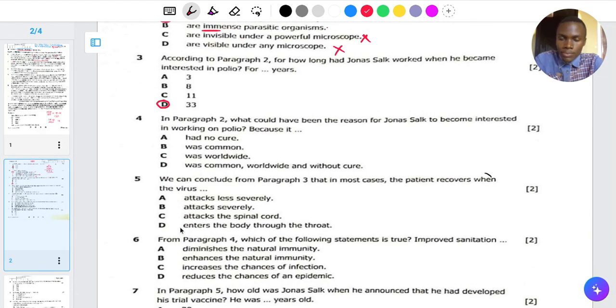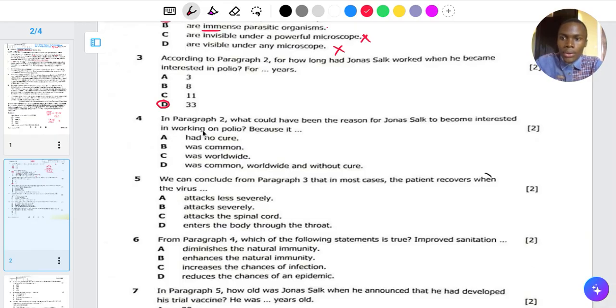Then for question 4, it is saying in paragraph 2, what could have been the reason for Jonas Salk to become interested in working on polio? Because it was dash, or it dash. So where are we going to go? We are going to go to paragraph 2 so that we extract the answer. Remember, comprehension means to understand. So you need to understand, then you answer. Some of the points you can even see in the paragraph, but what you need to get from the paragraph is the meaning statement for you to answer. So let's see paragraph 2.